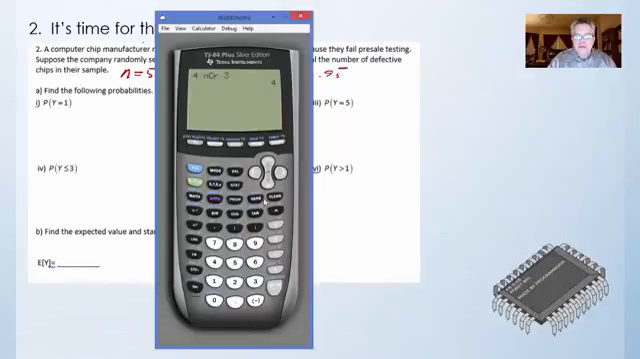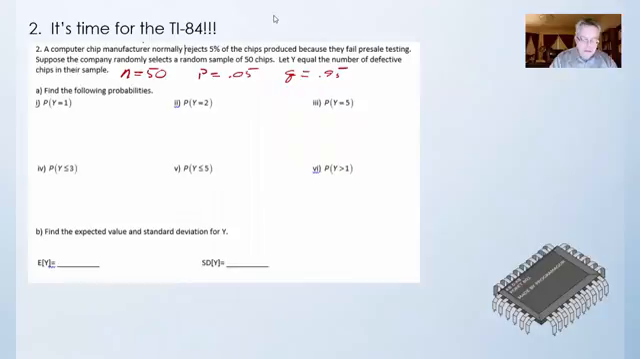And so we're going to press second, distributions, and scroll to binompdf. Press enter. Your calculator, if it's updated, will first ask for the number of trials: 50. We're selecting 50 chips. The second thing it asks is the probability of success, 0.05. Finally, it asks how many you're interested in. We're interested in one of them being a success. And it turns out that this is 20.2%.